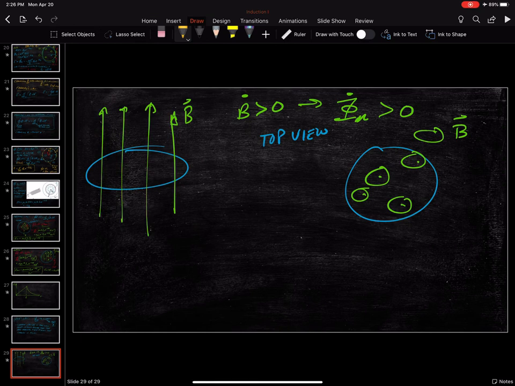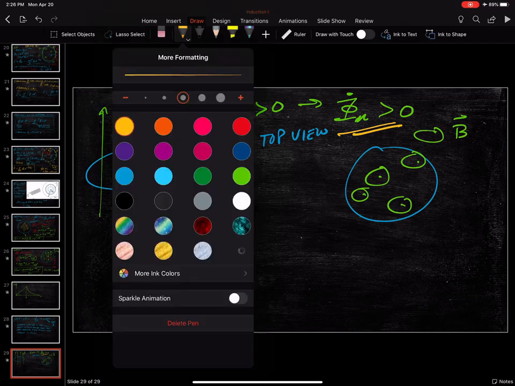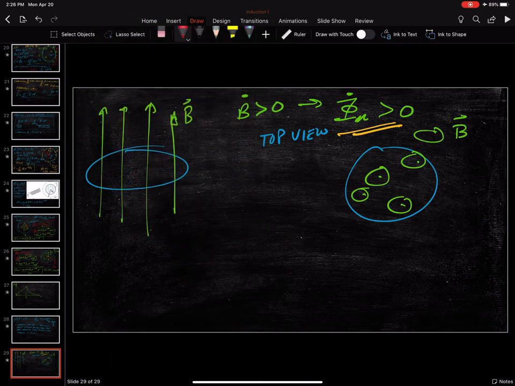Lenz's law says that the current's going to move in such a way that the new magnetic field created by this current, as soon as the current's moving through here, you create a new magnetic field, fights this change here. Since the flux is increasing, the current creates a new magnetic field that tries to drop that flux back down. So if red here represents my new magnetic field, it's going to point into the page. And so this is my new B, which comes from the current.